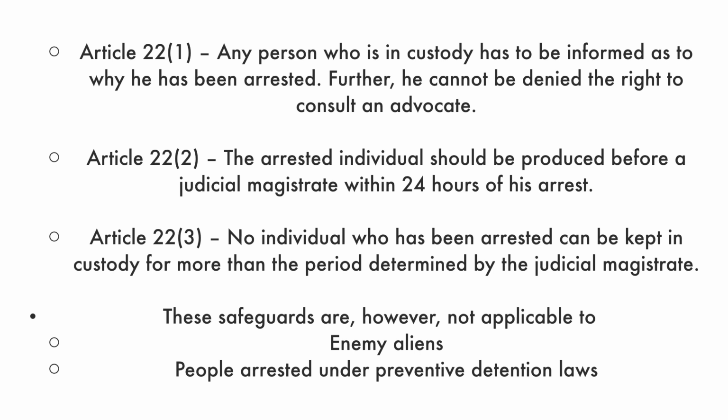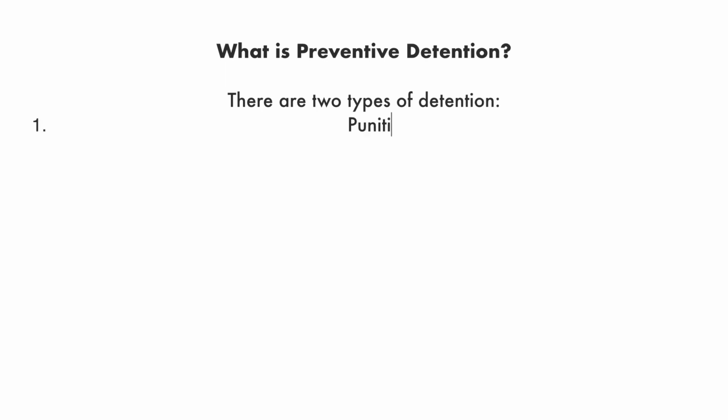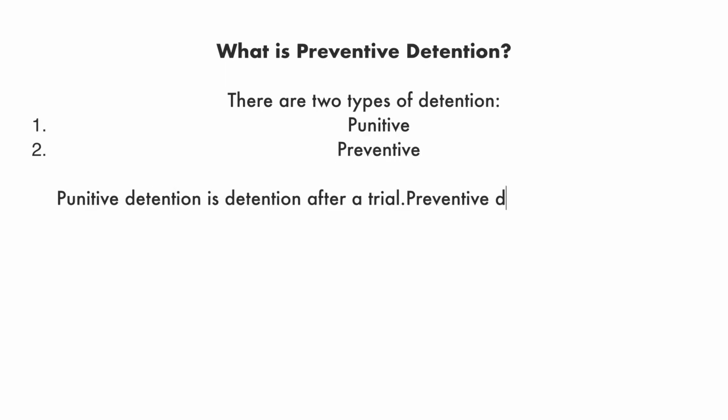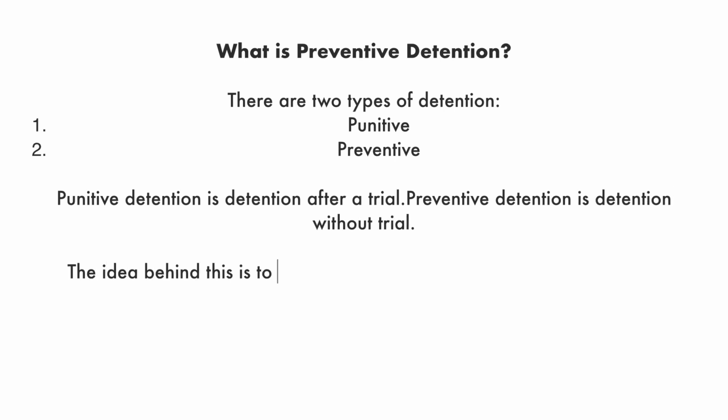Enemy aliens are those people who belong to the country जिसके साथ हमारे रिश्ते ठीक नहीं हैं. People arrested under Preventive Detention law. Now, let's understand what is preventive detention. There are two types of detention, punitive and preventive. Punitive detention is a detention after a trial. Okay? Preventive detention is detention without a trial. The idea behind this is to prevent an individual from committing a crime.